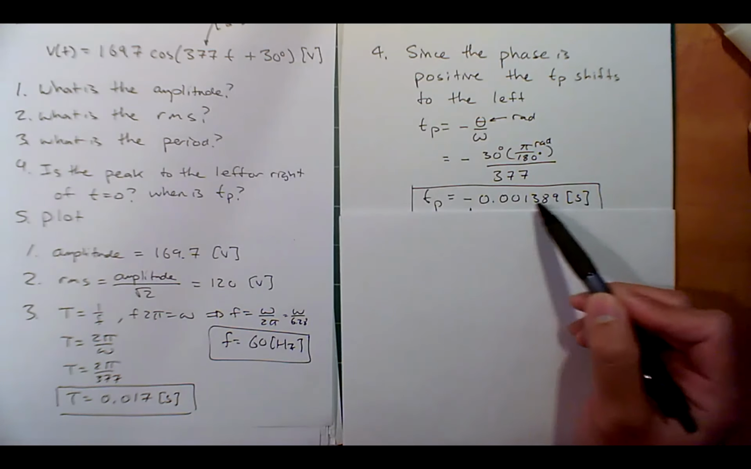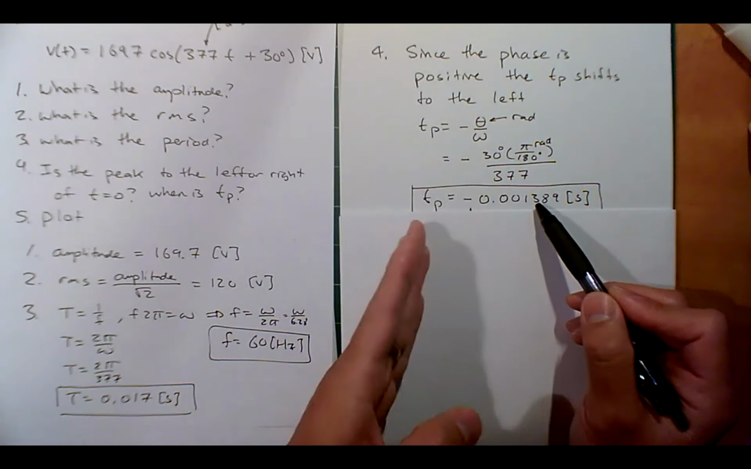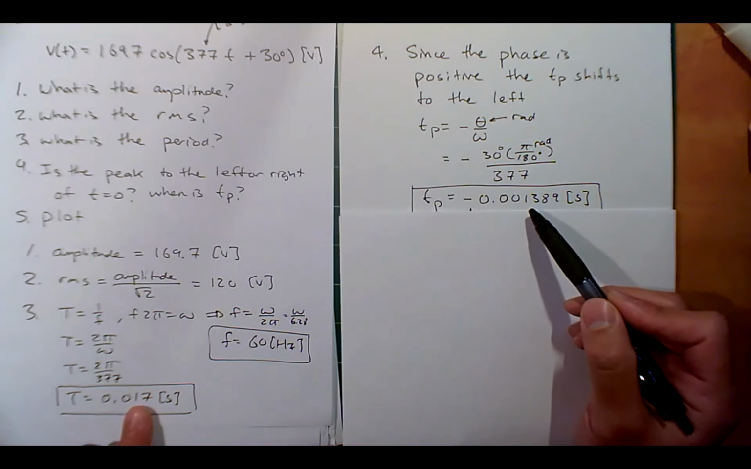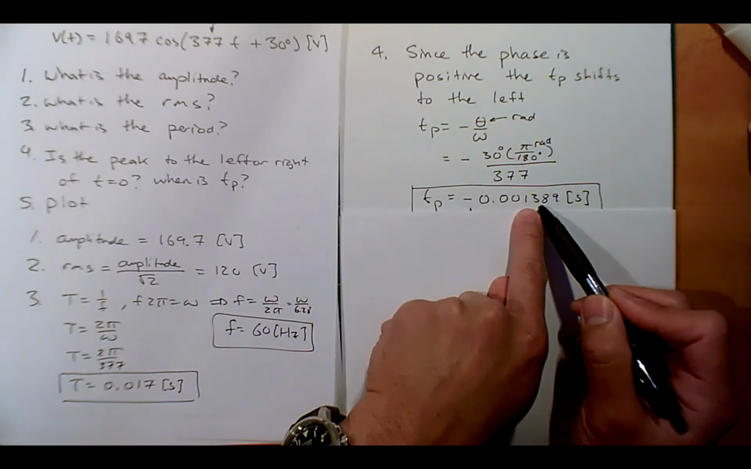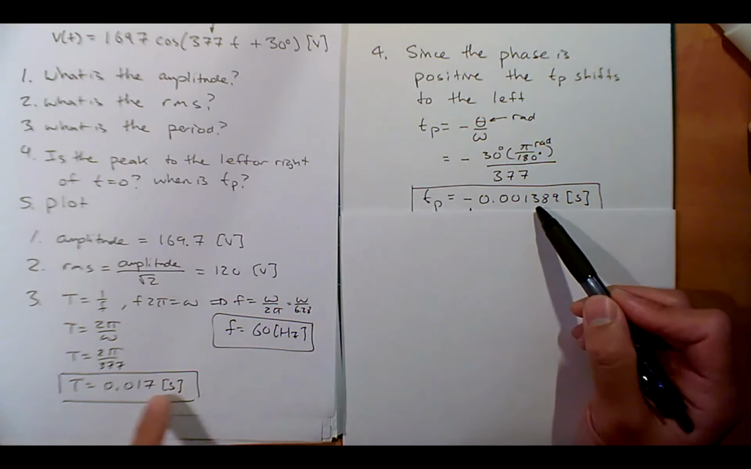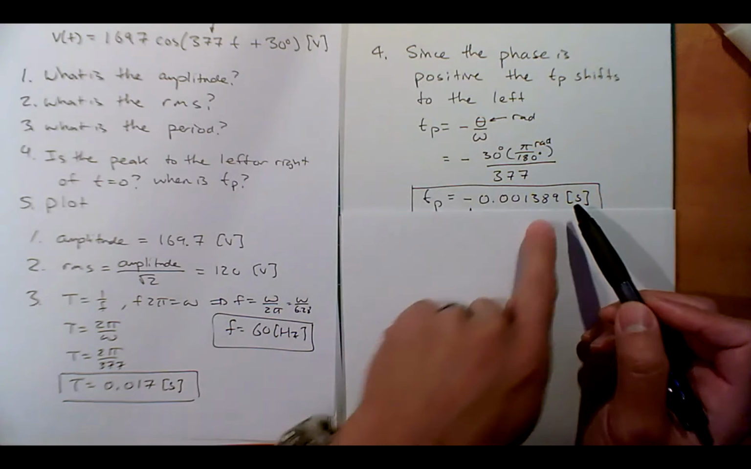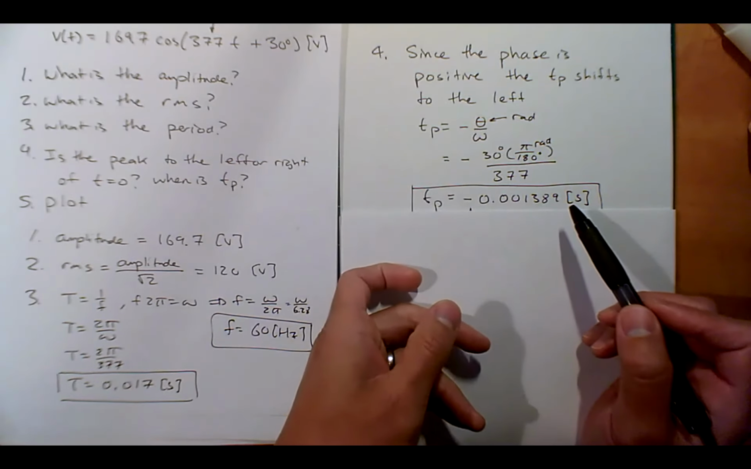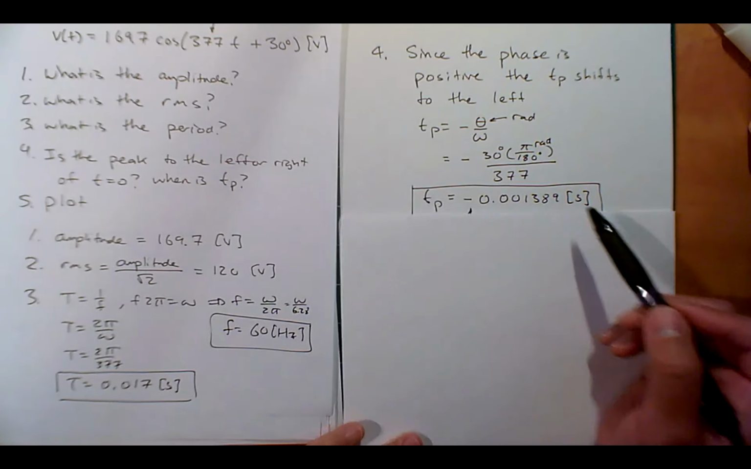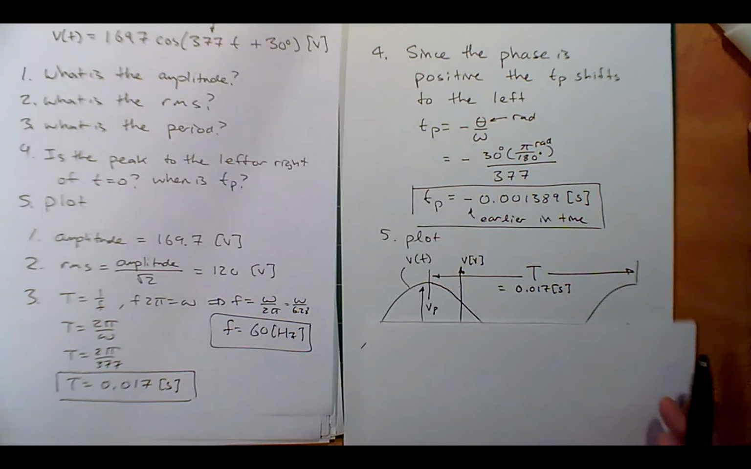0.001389 seconds. Okay, so it's going to shift just a little bit to the left, right? So it's going to shift a 16th of a percent of the period to the left, right? Because if one period is 17 milliseconds, this is 1 millisecond, it's 1 over 17th of a percentage to the left. Okay, now we can plot.